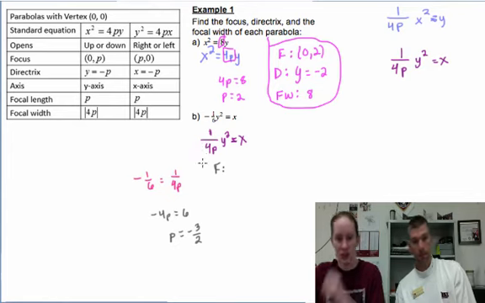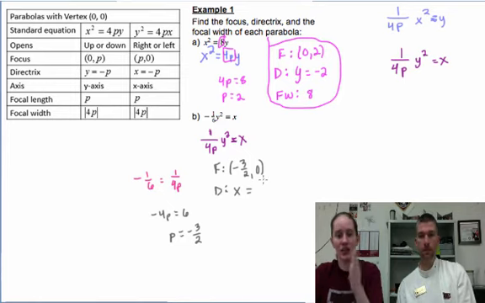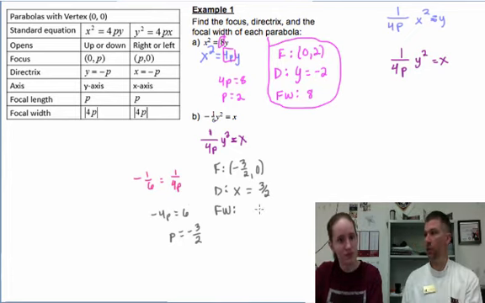So our focus is (negative 3/2, 0). And then our directrix, again, we're just plugging into these values on our table. Negative p, negative of negative 3 halves, would be positive 3 halves. Got a little change action going on there. And then 4p is actually where we started, so that would just be 6.